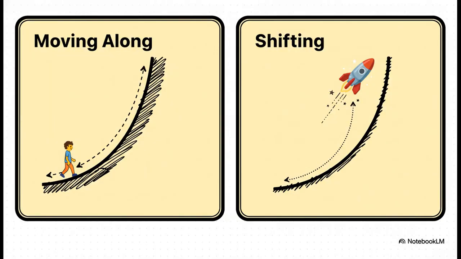So let's be super clear on this, because it's a big deal. Moving along the curve is just about making different choices with the resources you already have. But shifting the entire curve? Whoa, that's a whole different ballgame. That means you're changing the total amount of what's even possible to begin with.